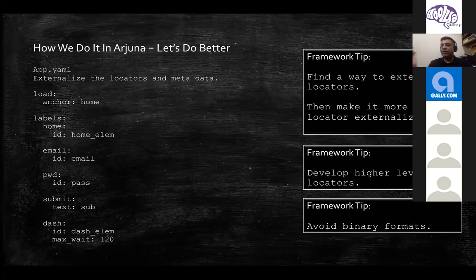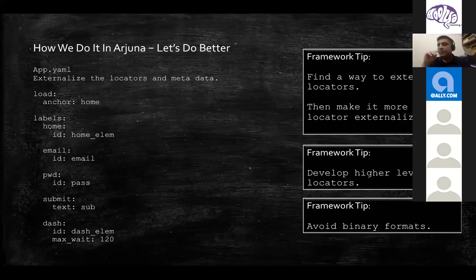Okay, so framework tips: find a way to externalize locators. Step 1, choose a non-binary format. Please don't use Excel for this, for the same reason which I talked about source control. Step 2, make it more than locator externalization. Framework tip 3, develop higher level locators. You can look at Arjuna for examples.